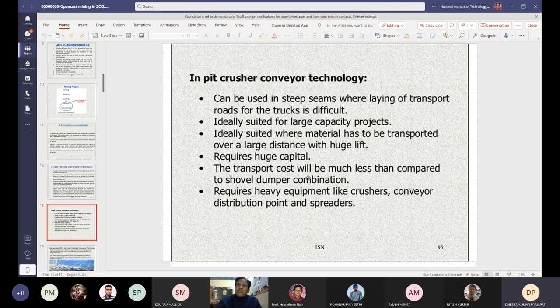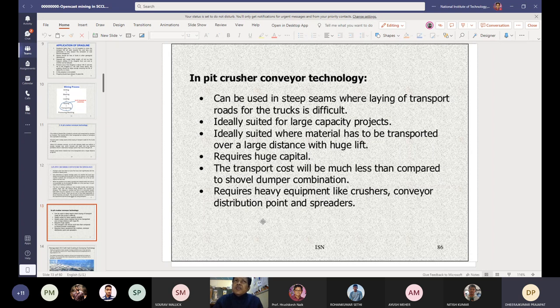The transport cost will be much less. If you are adopting the in-pit crushing and conveying technology, transport cost will be very much less compared to the shovel dumper combination, because we have seen that the dumpers consume a huge amount of diesel, and diesel is very, very costly. Also you need a number of dumpers, drivers and helpers for operating the shovel dumper combination of mining. So this is the advantage you get if you are using the in-pit crushing conveying technology, because the transportation cost will be less in the conveyor system.